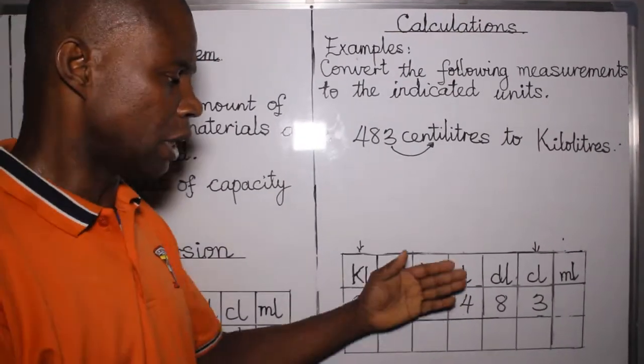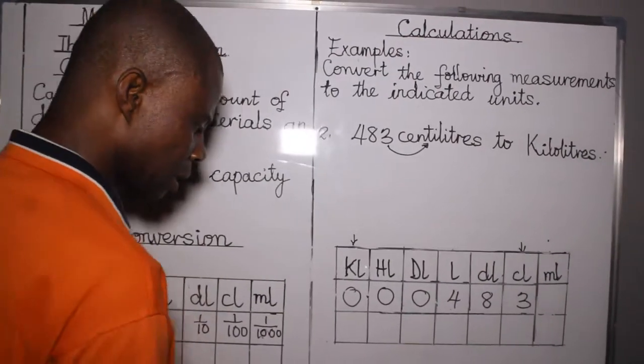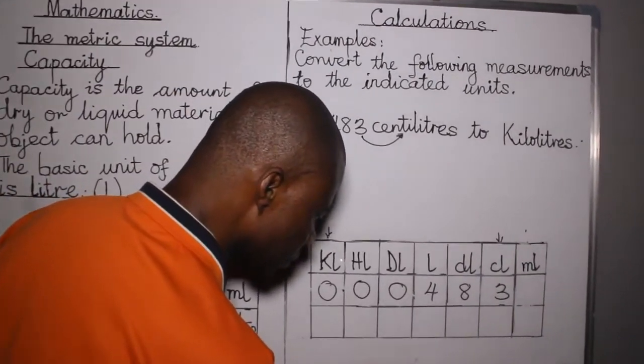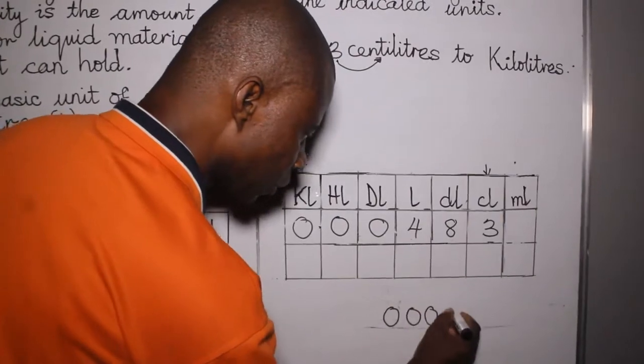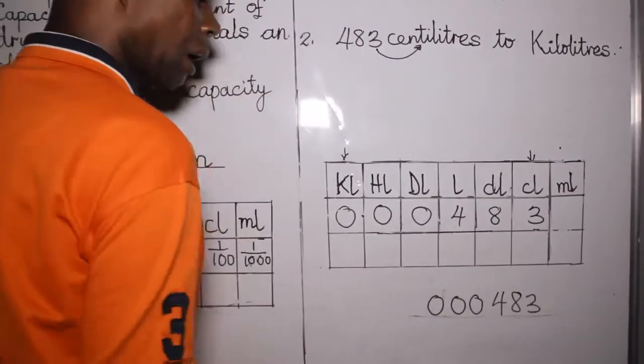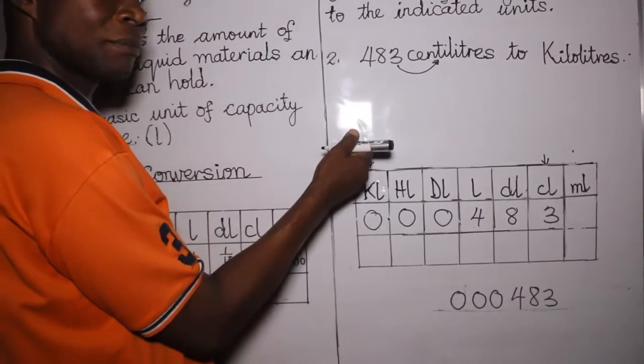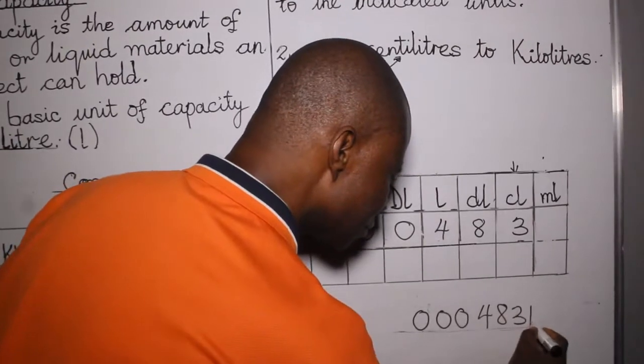What else do you do? Lift the figures out of the table and write them down for your answer. And this will give you 0, 0, 0, 4, 8, and 3. Now, the unit is going to be kiloliter. So this is kiloliter, and kiloliter is written.